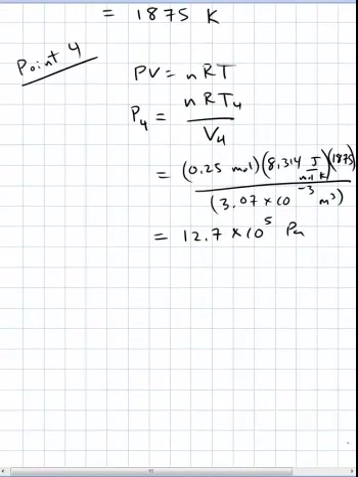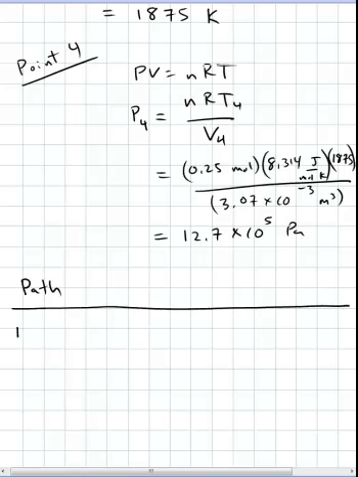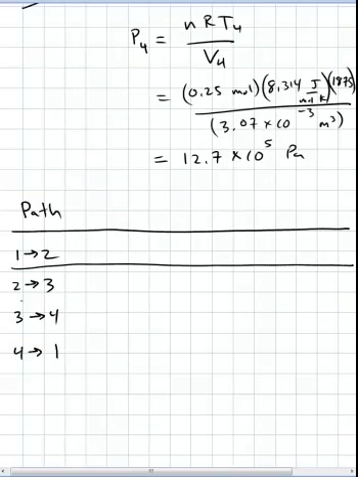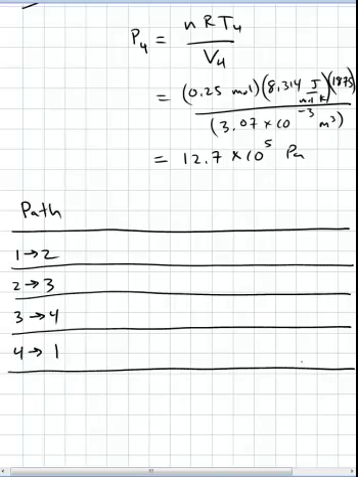So let's make another table. This time we're looking at the path from 1 to 2, from 2 to 3, from 3 to 4, and from 4 back to 1. The other thing I like to do is to list a total for the cycle.